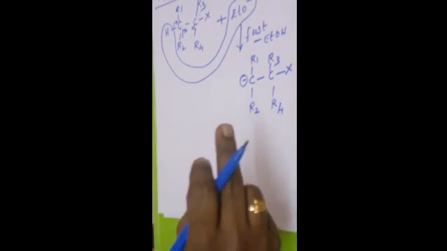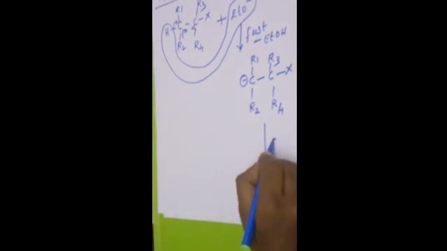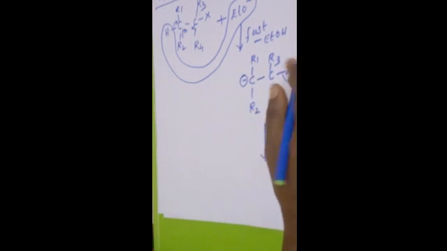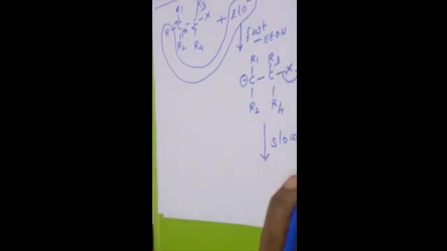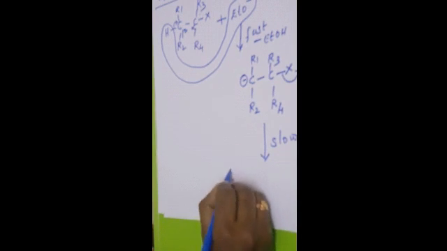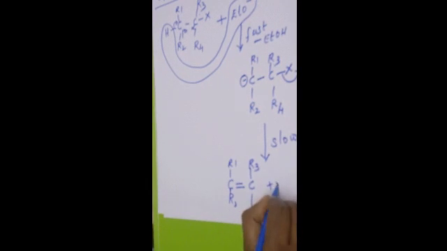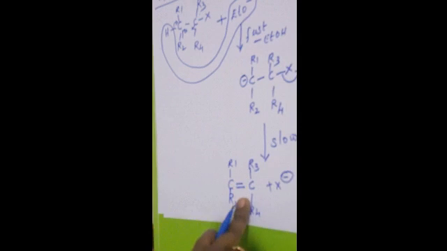Here the leaving group, the halide group, will be removed. CR1, R2, a double bond will be formed, R4 and X minus. This double bond, so the alkene group will be formed.